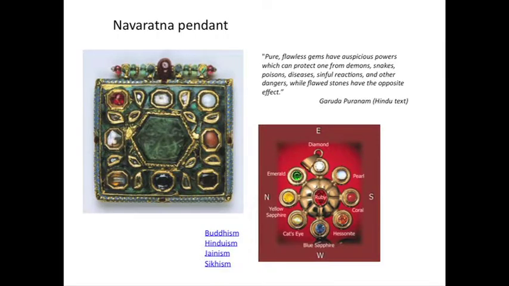I should quickly just mention that each of these gems is related to a particular planet. So the diamond is for Venus, the pearl is for the moon, coral is for Mars, the emerald is for Mercury, topaz is for Jupiter, the sapphire is for Saturn, and then there's the cat's eye and the hessonite that complete the 9, and those 2 represent different nodes of the moon.